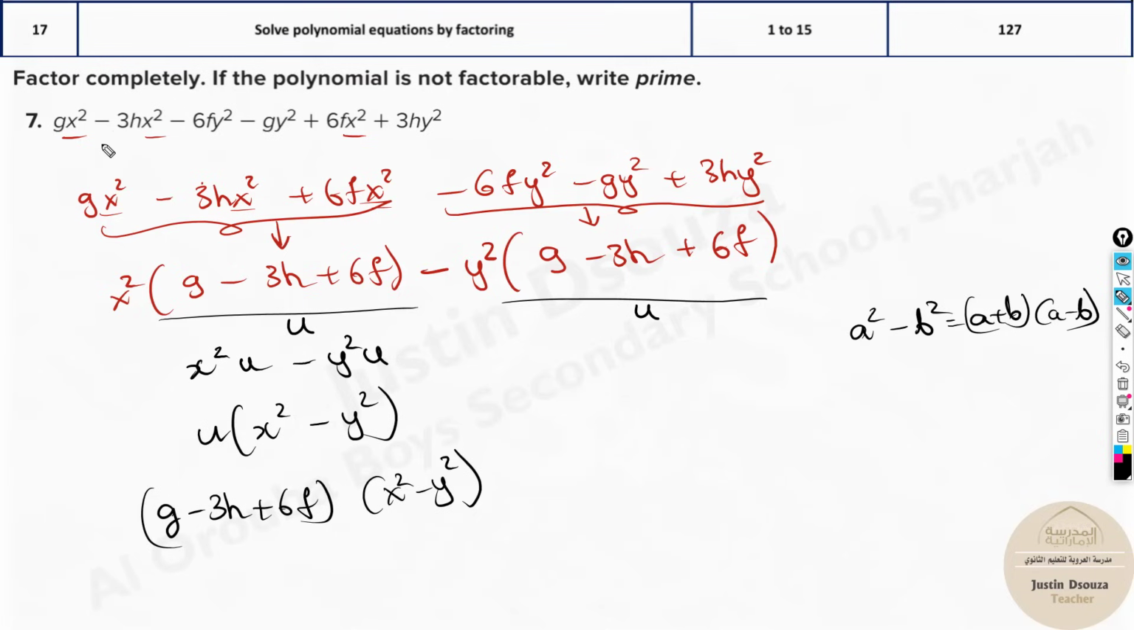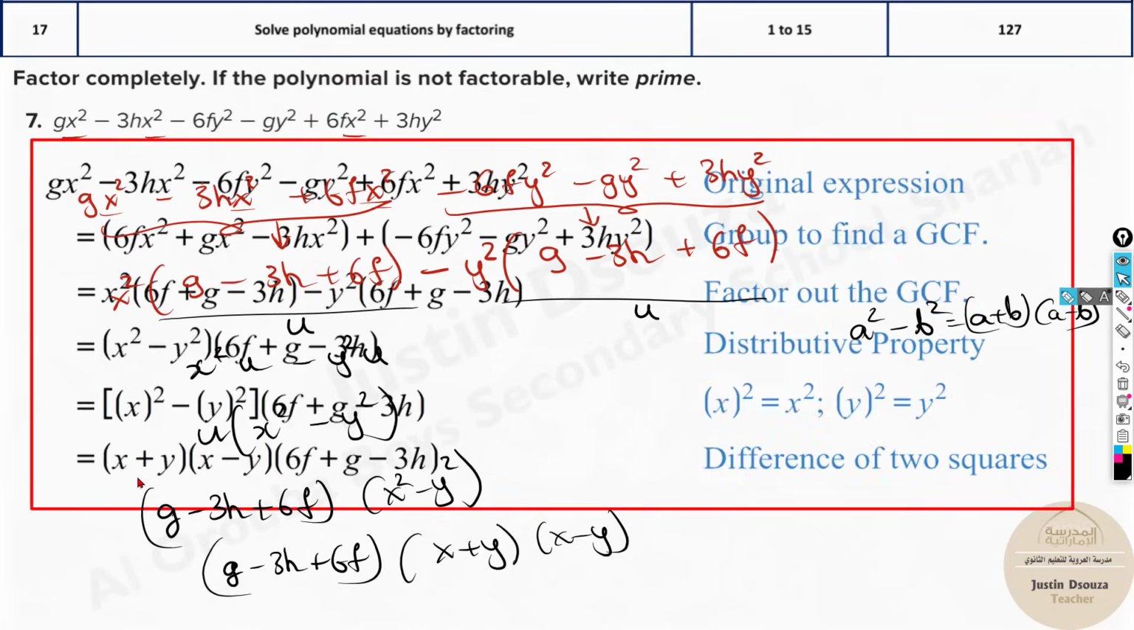When they ask us to factor completely, what they are saying is basically to reduce the terms to the lowest degree possible. If it's higher degree, it's complicated. The lower degree, the better. So let this term be over here, g minus 3h plus 6f. But here, instead of x square minus y square, I'll write it as x plus y, x minus y. And this is the most simplified form. You don't multiply these back. You can see that would be the answer, right? Yeah, it's x plus y, x minus y.